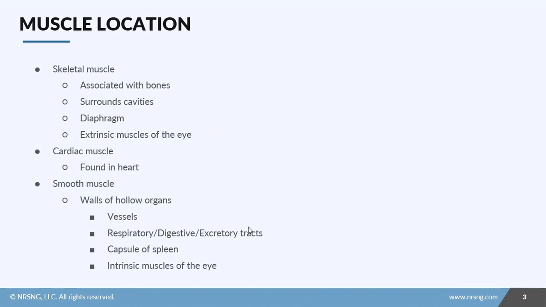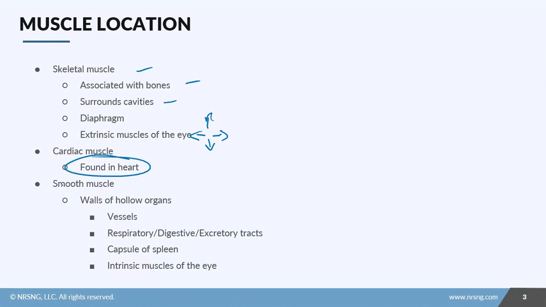So where are all these muscles located? Well, skeletal muscle is associated with bones. We see it every day in the biceps and triceps. It also surrounds cavities, things like your abdominal muscles. Then you've got your diaphragm, which helps us to breathe. And then you've got the extrinsic muscles of the eye. That allows for eye movement, to the right or to the left and up and down, allowing us to look around without moving our head.